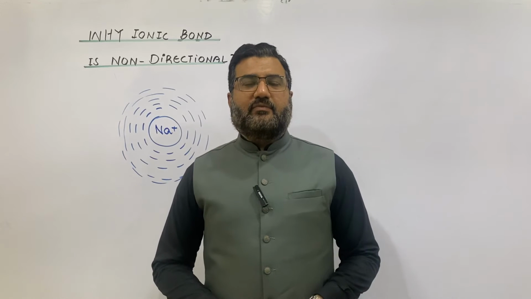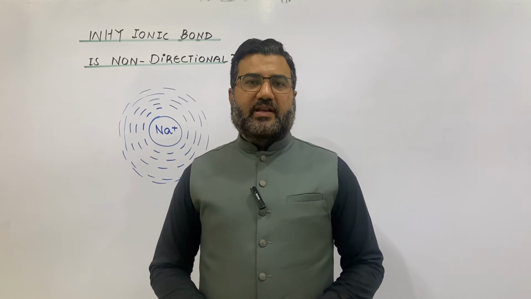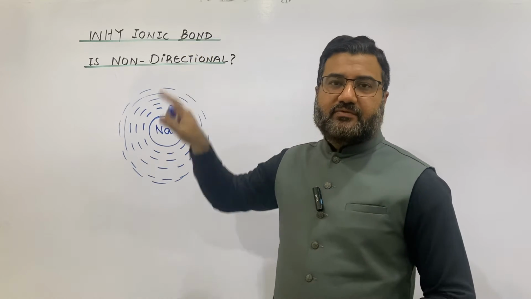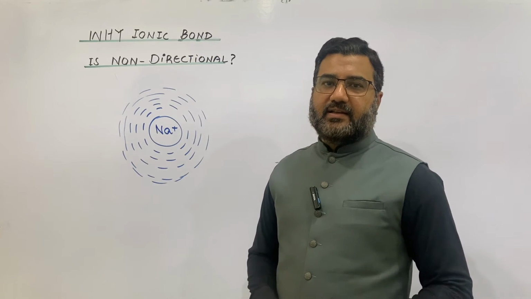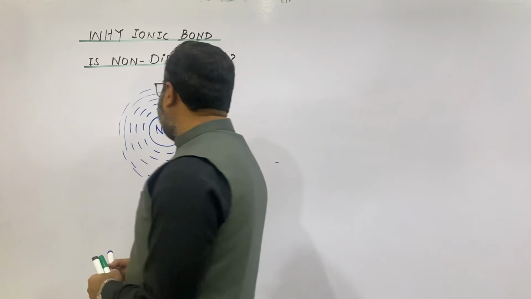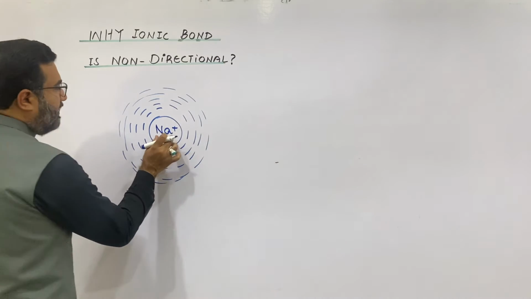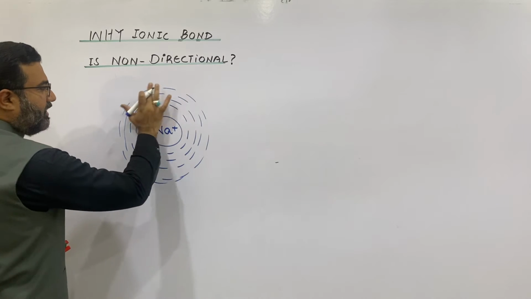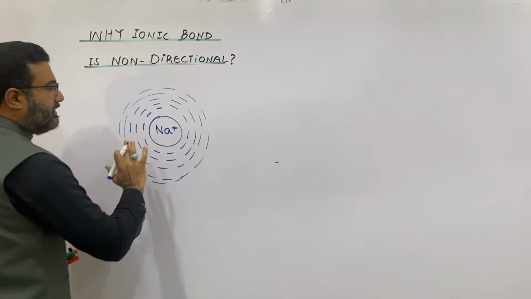There is a question from a student: why is the ionic bond non-directional? My dear students, an ionic bond is an electrostatic force of attraction between a cation and an anion. When we have a cation, suppose this one is sodium, then its electric field will be present in a spherical manner in all the directions around this positive ion.